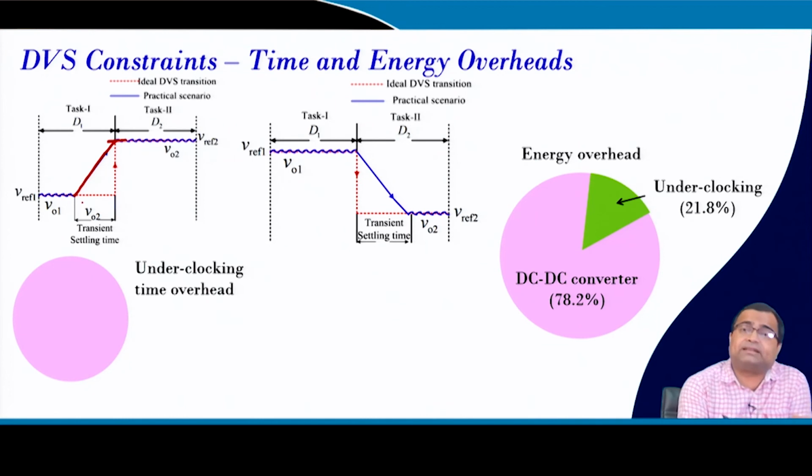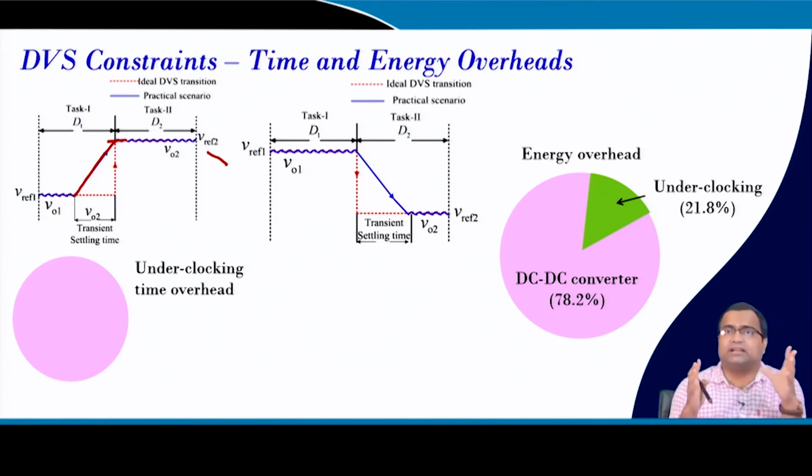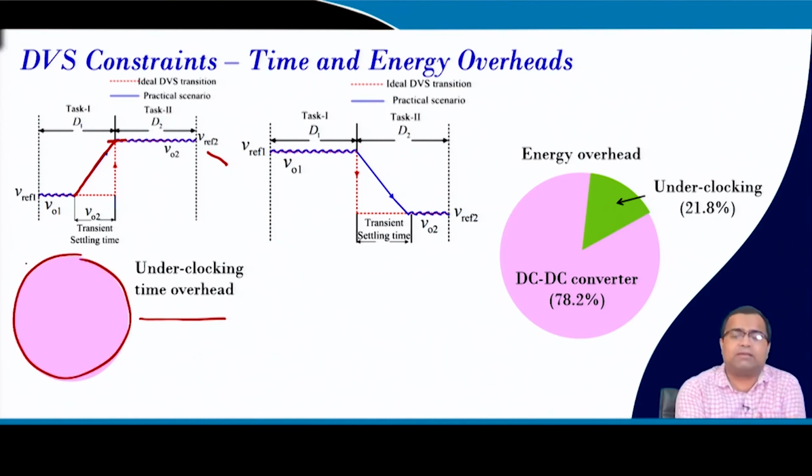But if it takes time, then you require more time before you actually start activating the ring oscillator locking, because in between the voltage is changing and you may not be able to correctly predict the actual frequency coming out of the ring oscillator because of this voltage transition. So the underlocking time overhead is quite large, and it almost entirely occupies the whole time. That means when the voltage is transitioning.